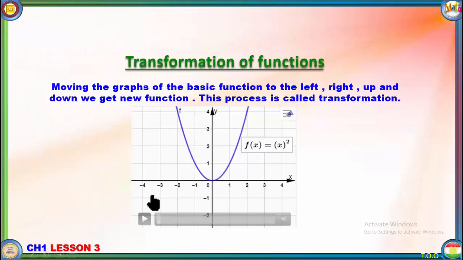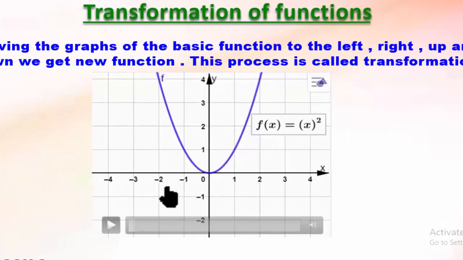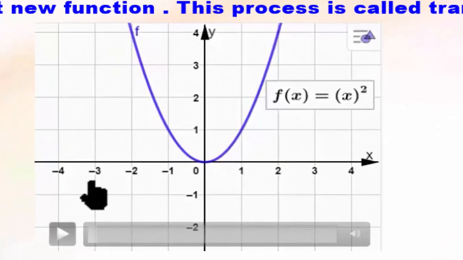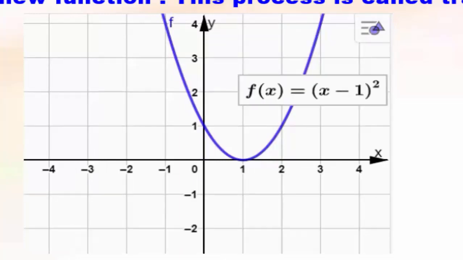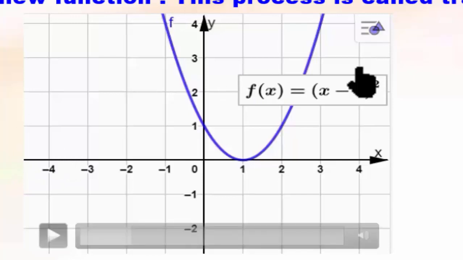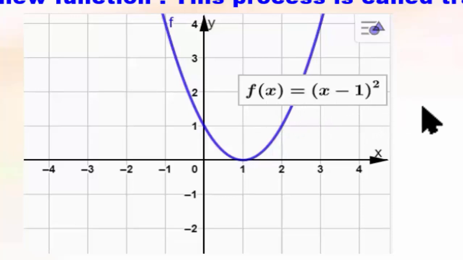Transformation of functions. Moving the graphs of the basic function to the left or right or up and down, we get a new function. This process is called transformation. You can see in this graph, if we move the basic function f(x) equals x squared to the right 1 unit, then the function changes to f(x) equals (x minus 1) squared.